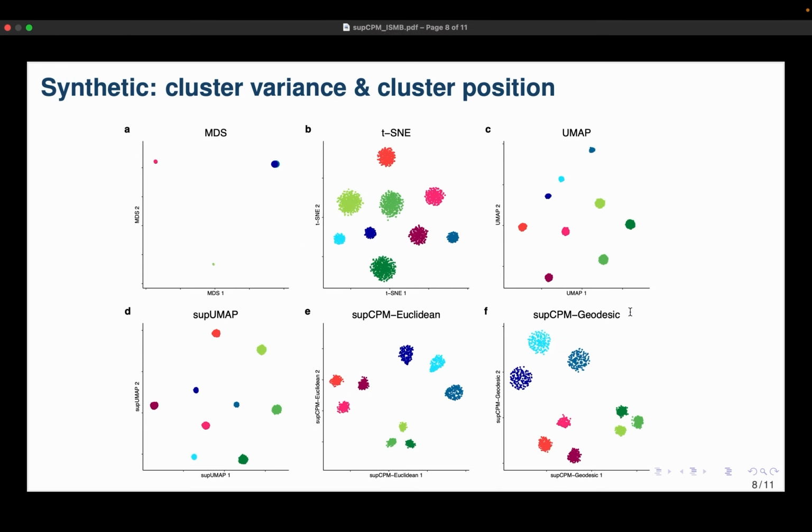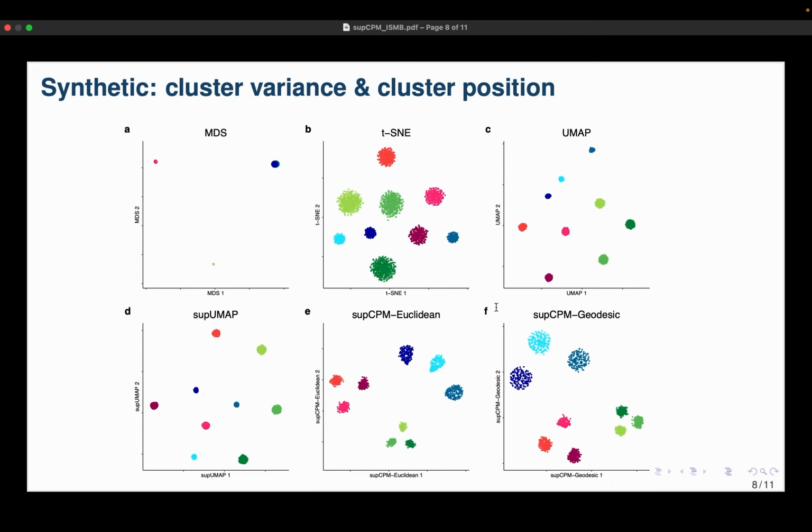We also compared our method with UMAP, t-SNE, and supervised UMAP on several datasets. The first is the synthetic dataset I used to show the cluster size preservation. So the SUP-CPM visualization reflects the true cluster size now, and you can see it from the last two figures. It also recovers most of the isometric structure between different clusters.